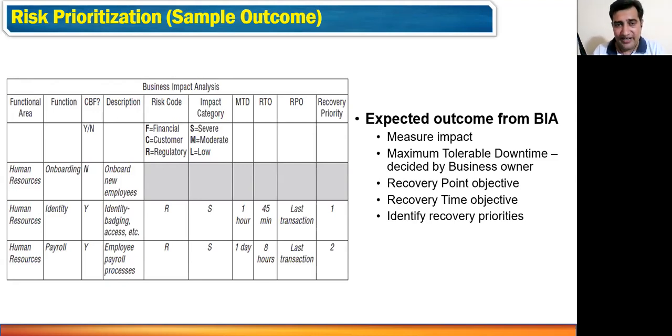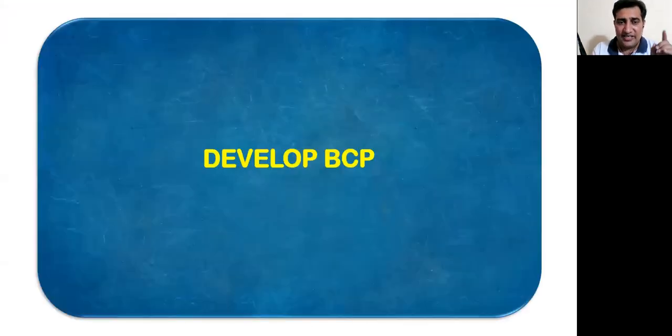Okay. So end of the day, what we are able to achieve by doing the BIA, we measured impact, we understood what is the maximum tolerable downtime, which we have to get from the business owner. We are also going to get what is the recovery time objective, and also more importantly, we are identifying the recovery priorities. So your list is now ready, and you are ready for some action. Same list, you will go and present it to your leadership. Leadership then will decide, okay, this is the risk which is on a high level, and these are the kind of steps I have to take.